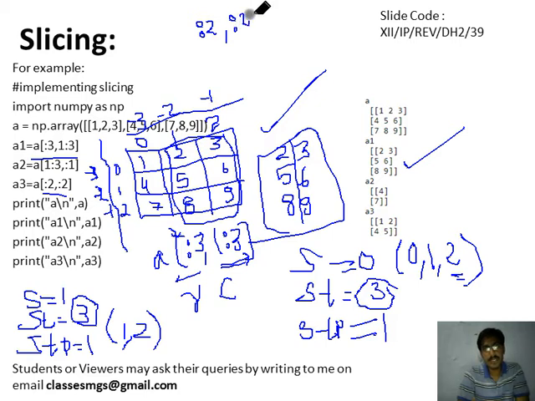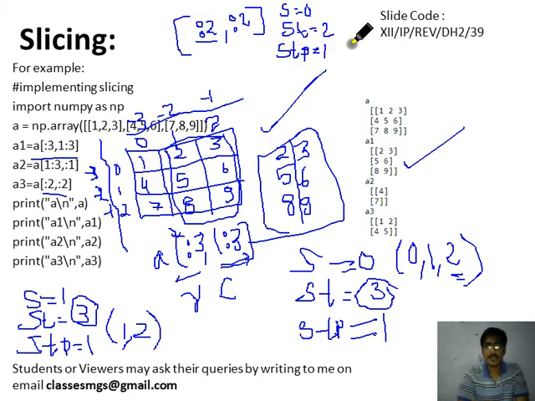So which rows will be selected? We will see from the left side. Start is not specified, so start will be 0. Stop is specified, so stop will be 2, and step is not specified, so by default step will be 1. So which rows will be selected? 0 and 1, because up to stop minus 1 is always selected. So 0 1 rows will be selected.